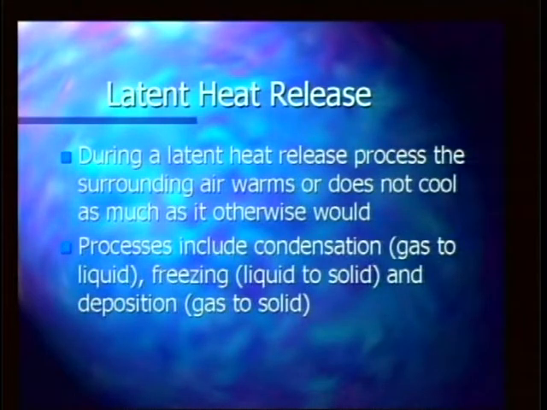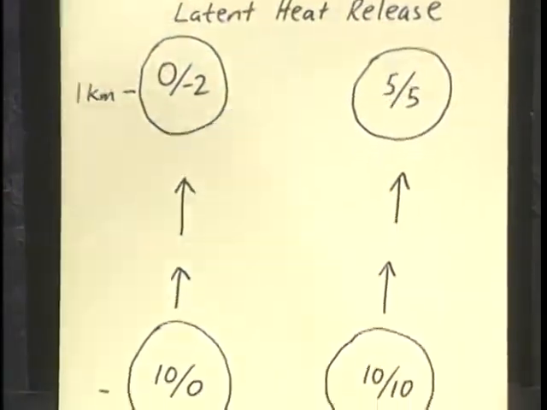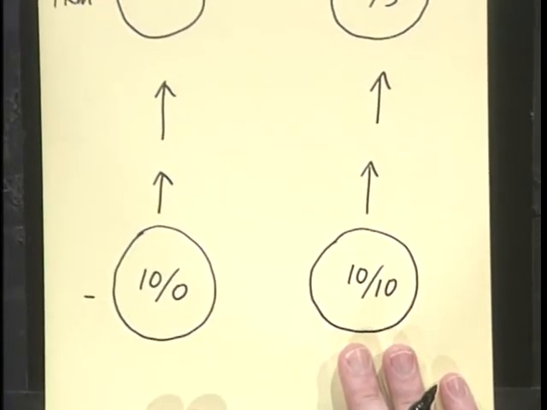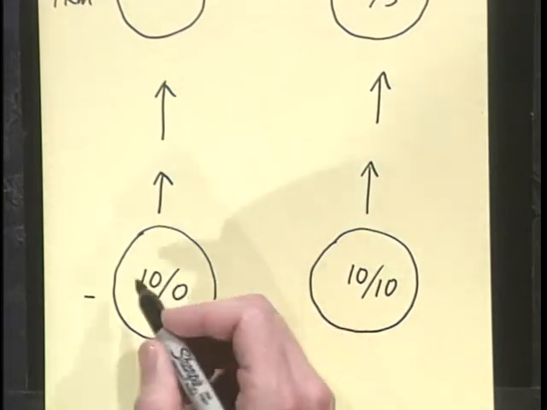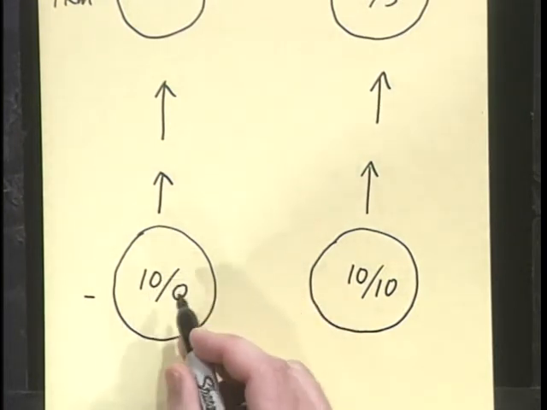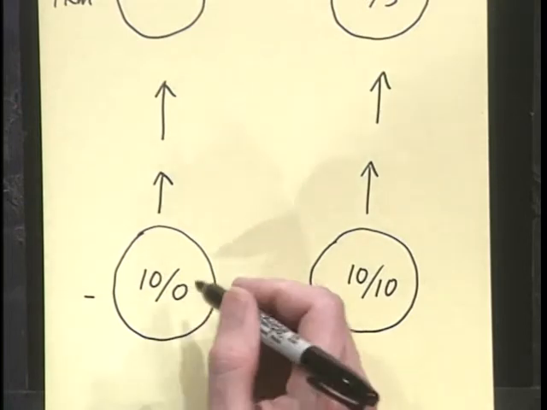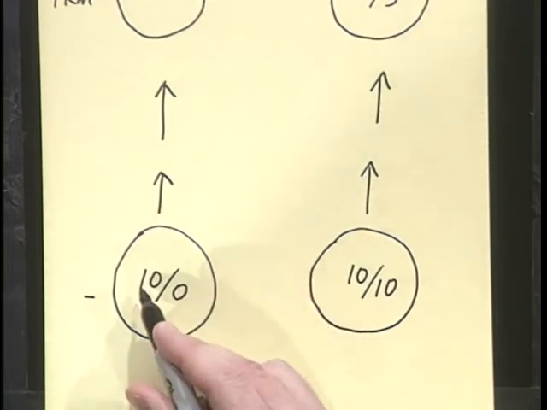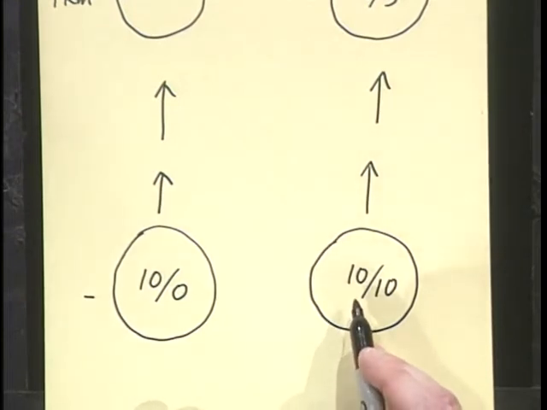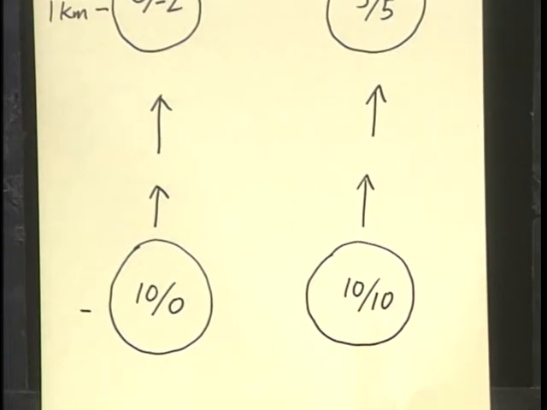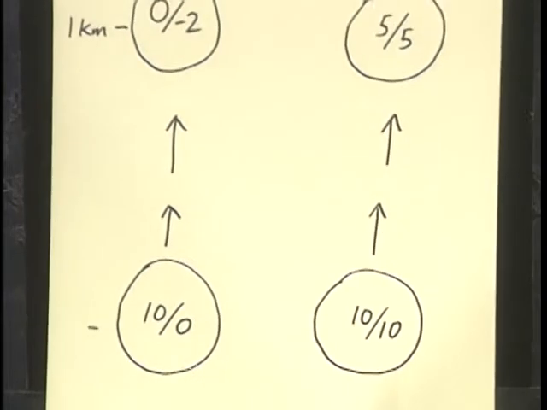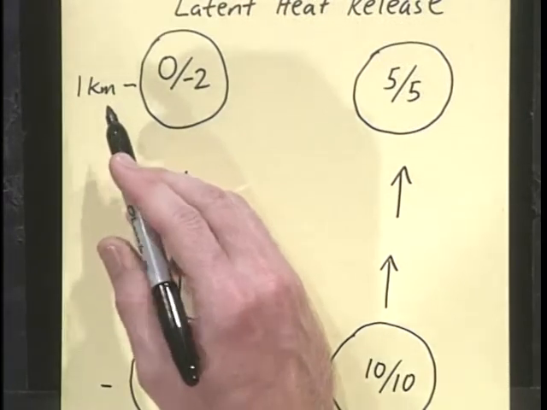We'll go to the overhead camera and look at a latent heat release process. We have two parcels of air here. One is at 10 degrees Celsius, so this is the temperature in Celsius, and at the bottom is the dew point. So we have a 0 degree Celsius dew point and 10 degree temperature. This parcel of air initially starts off as being saturated at 10 degrees Celsius and 10 degrees Celsius, temperature and dew point. We're going to lift both these parcels of air up 1 kilometer.